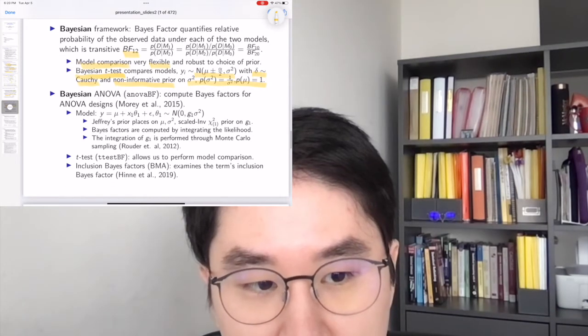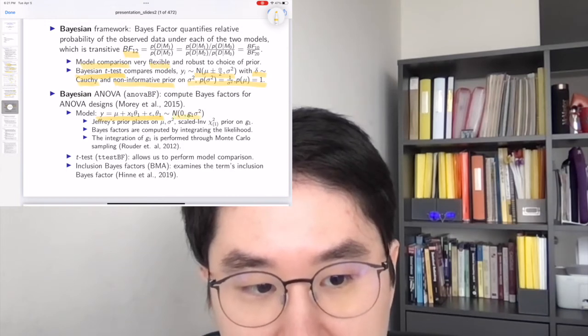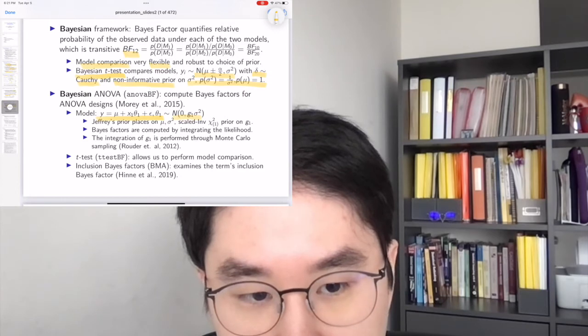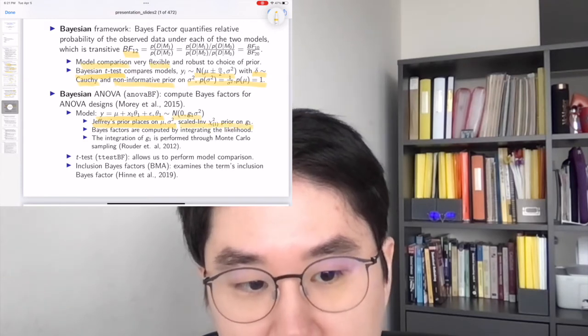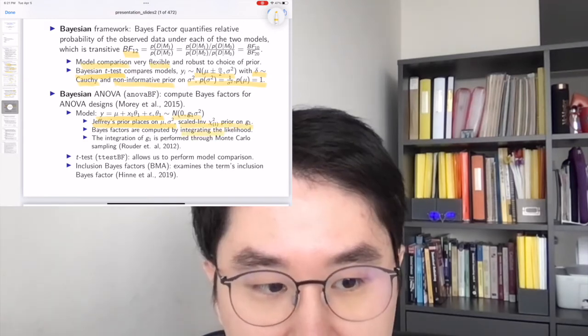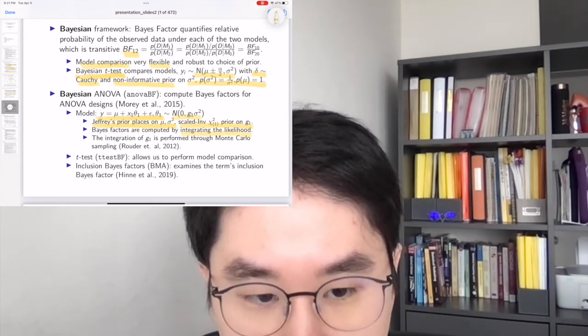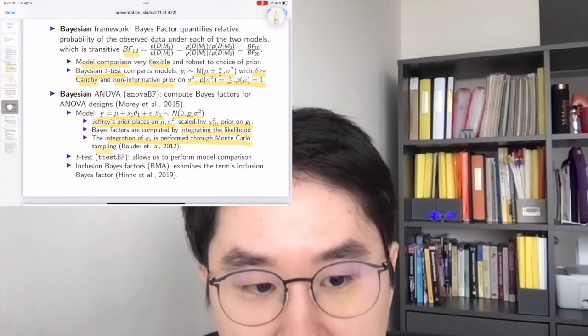The Bayesian ANOVA model for observation y is composed of x1 and theta1. Theta is normally distributed with variance g1 times sigma squared, and sigma squared is given the Jeffreys prior, whereas g1 is given an independent scaled inverse chi-squared prior. Bayes factors are computed by integrating the likelihood with respect to the prior of the parameters. The integration of the parameters is performed through Monte Carlo sampling.